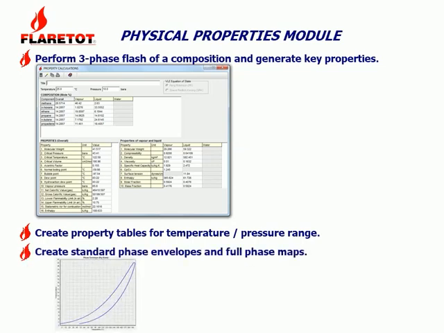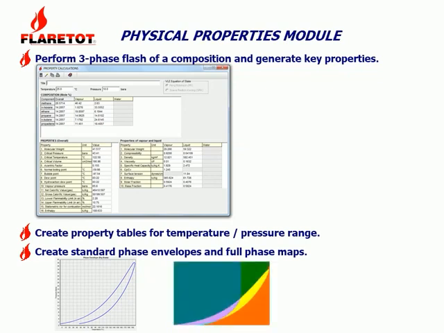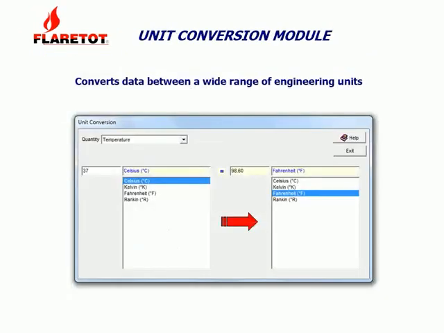In addition to standard, dry hydrocarbon-based phase envelopes, you can create full phase maps. These consist of a color diagram showing single, 2 and 3 phase regions. The unit conversion module provides a tool for converting between a wide range of engineering units.